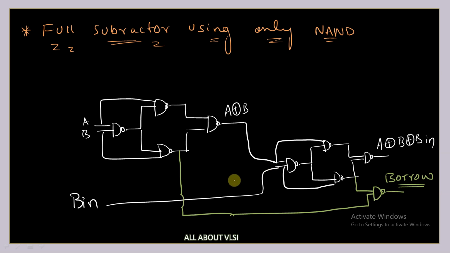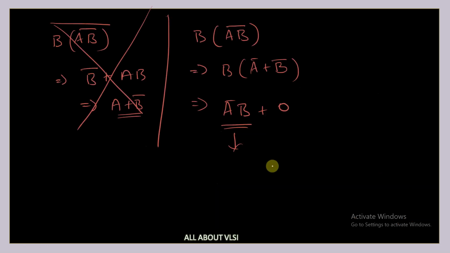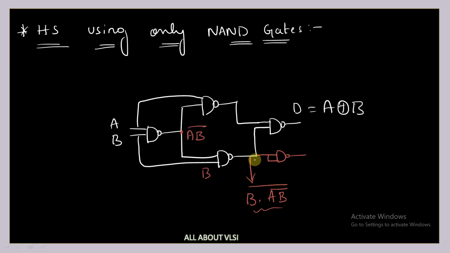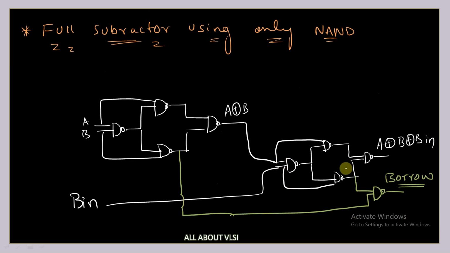How am I deciding these points? You can refer to the diagram for this. In this diagram we can see we are taking the carry of the first half subtractor and the carry of the second half subtractor, and we are making an OR operation of these. The same thing I'm doing here. In the NAND gate, from this particular point we are getting the carry, so that is what I'm taking. From this point I'm taking the carry, and from this point I'm taking the carry, and I'm giving them to a NAND gate. That is nothing but my borrow.